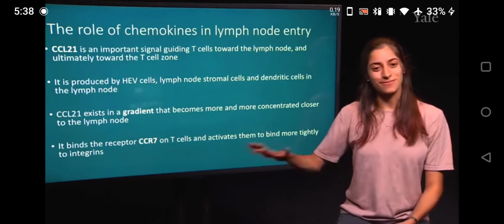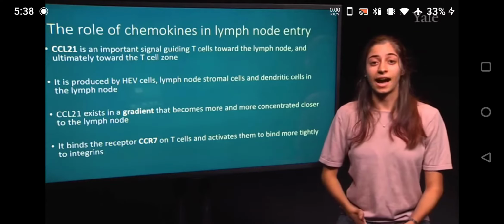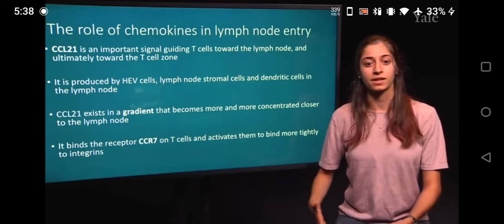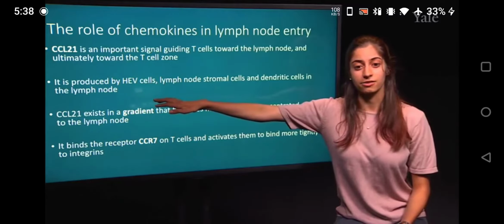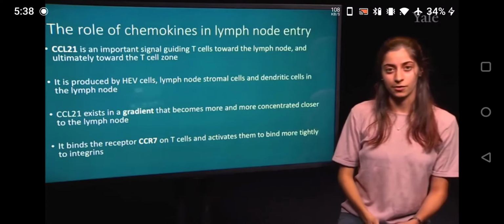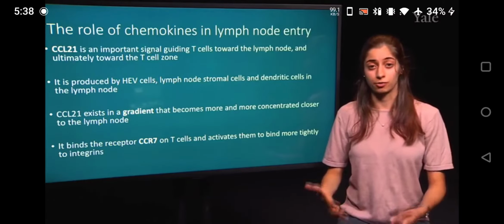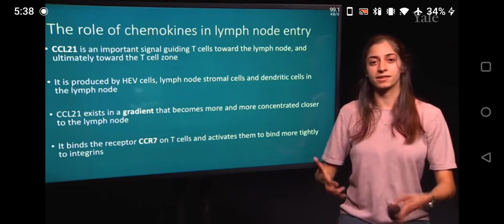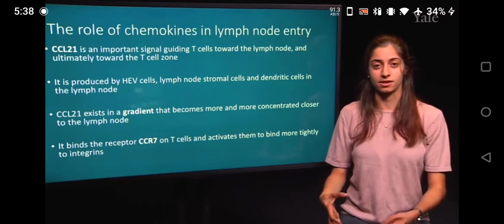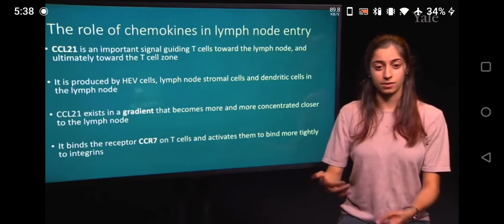CCL21 does many important things in this scenario. First, it's an important signal for T cells, guiding them to the lymph node and eventually to the T cell zone within the lymph node. It's produced by high endothelial venule cells, lymph node stromal cells, and dendritic cells in the lymph node. All of these different cells producing the chemokine allow it to form a gradient. This means that CCL21 will become more and more concentrated the closer the T cell gets to the lymph node. This way, the T cell knows where it should go when it leaves the blood vessel.